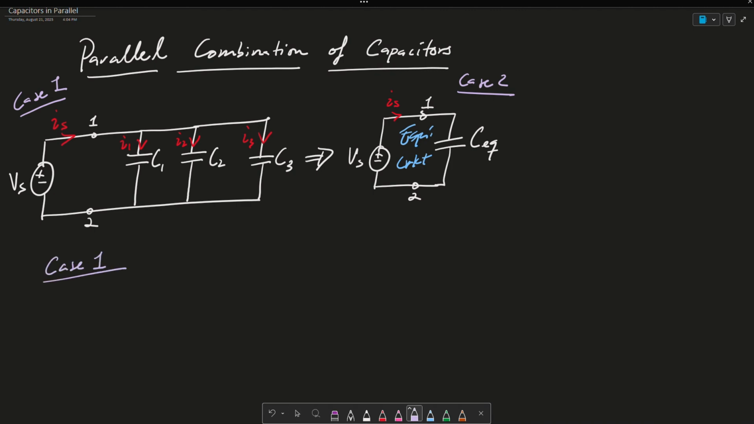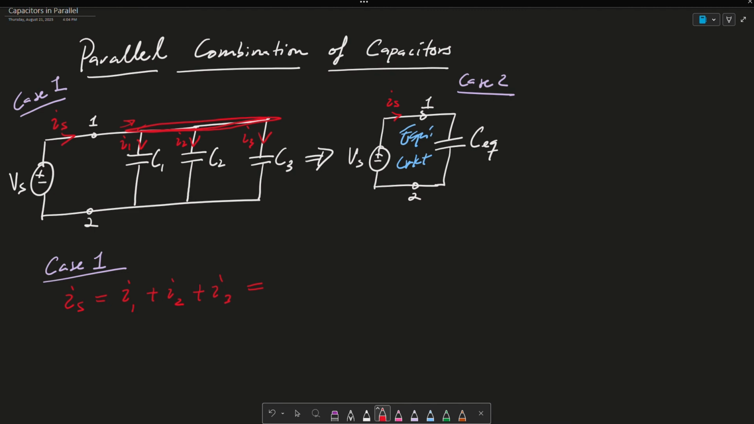We're first going to say that Is, or I source, is equal to I1 plus I2 plus I3, and that's simply from the idea that the current entering a node has to equal all the currents leaving that same node, right? And this is the node right here. Okay, so using our knowledge of current through a capacitor, again, please watch my previous videos on capacitors to understand where these equations are coming from.